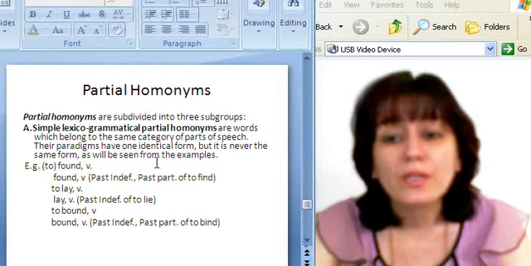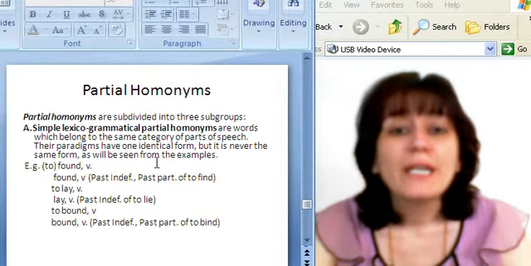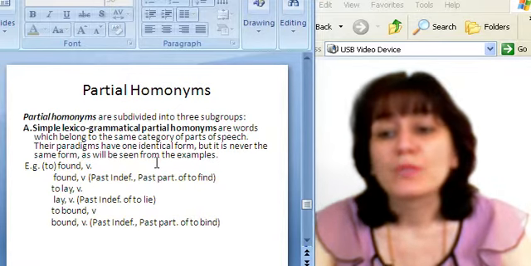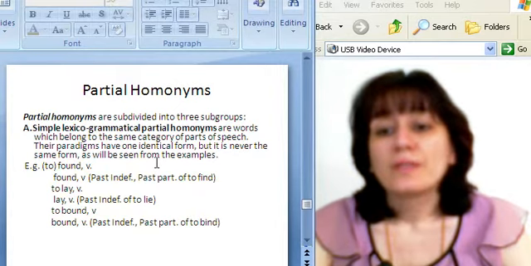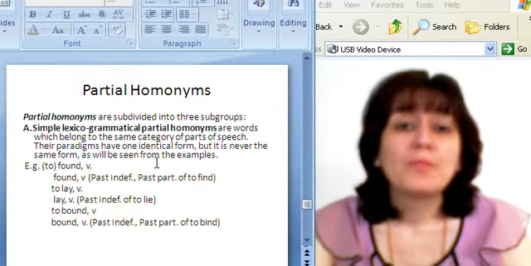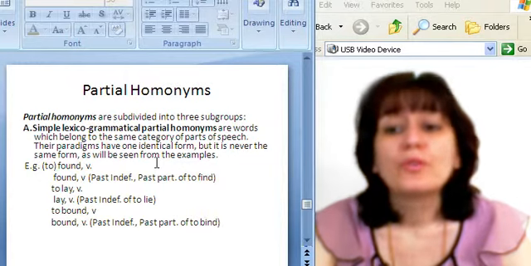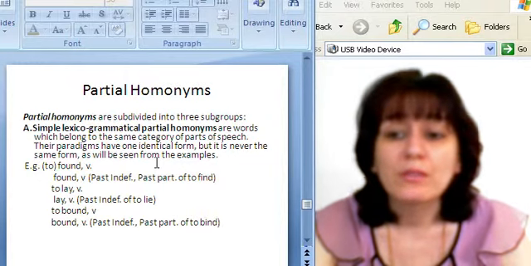So to lay and lay. So to lay somebody or something means to put somebody or something in a particular position. And lay is past indefinite of the verb to lie, as in put yourself in a flat or horizontal position.